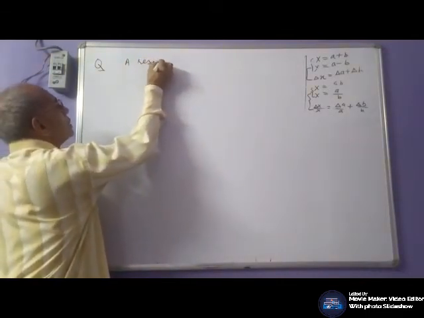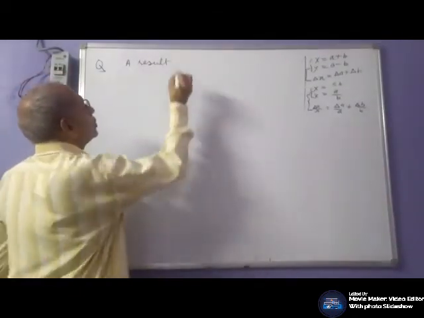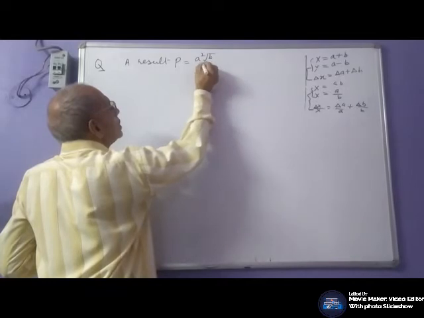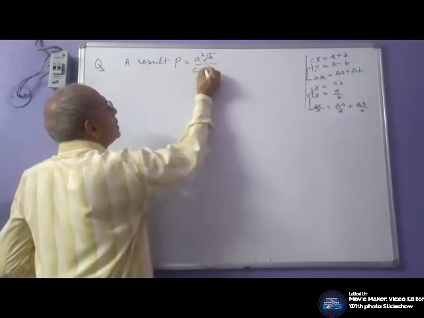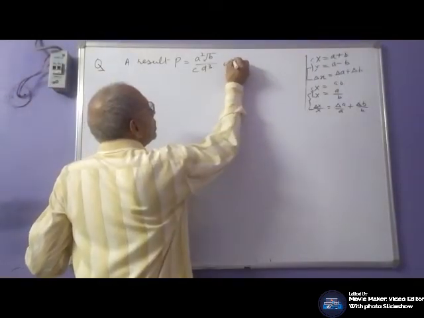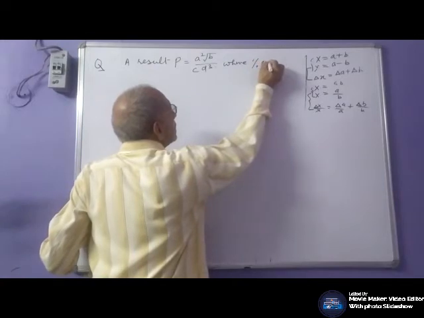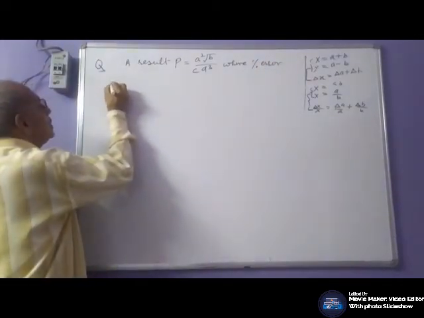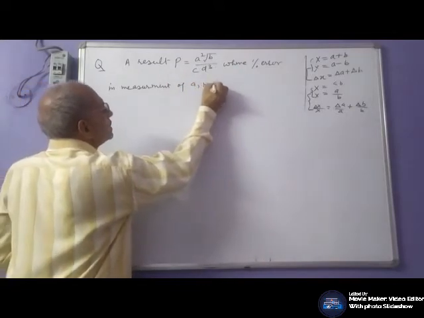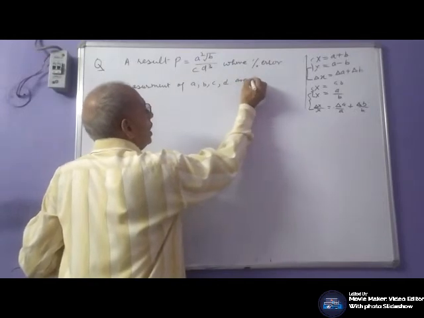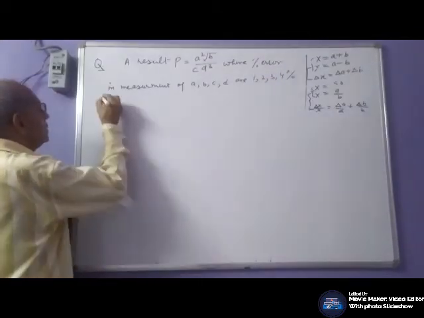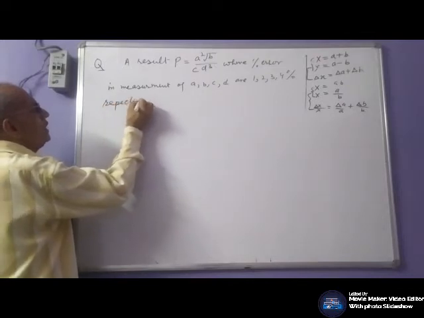A result, another numerical. P equals A square B root C over D cube, where percentage errors in measurement of A, B, C, D are 1, 2, 3, 4% respectively.